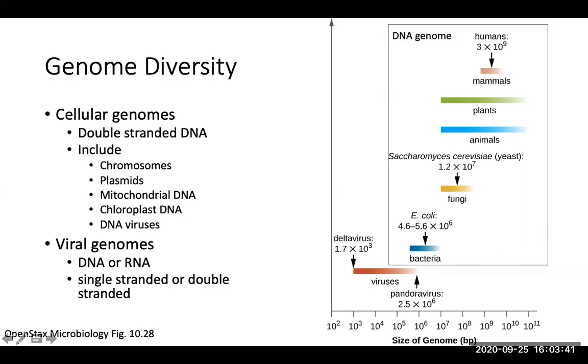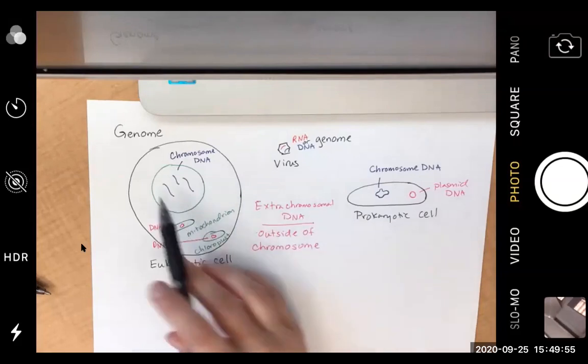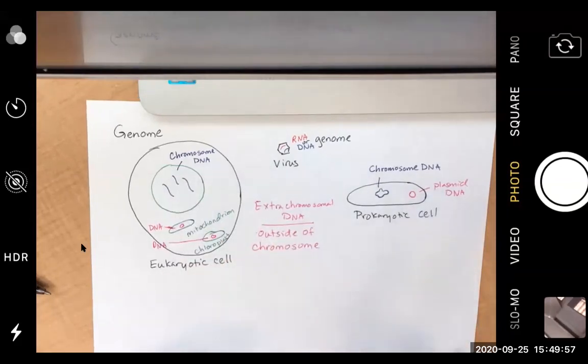And just as a reminder, these are the ones that all have a DNA genome, whereas viruses may have DNA or RNA genomes. So we know that all of this DNA contains these things called genes, and somehow these genes allow the cells to function and survive and reproduce. But how do they do it?